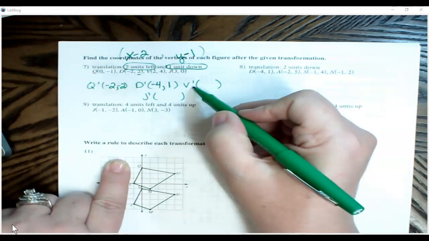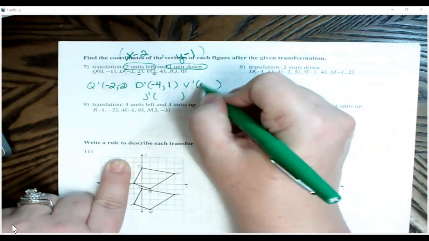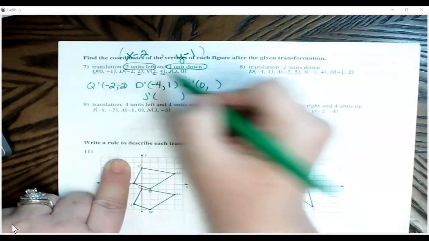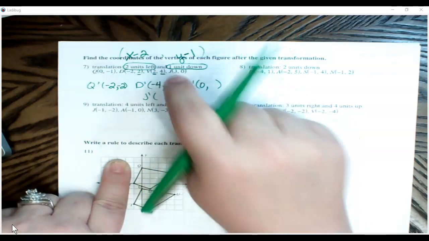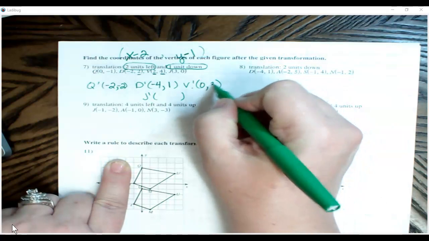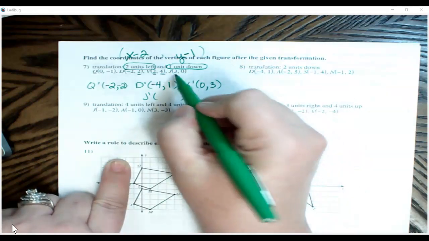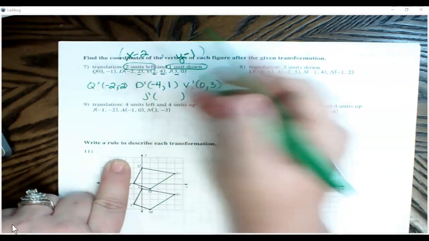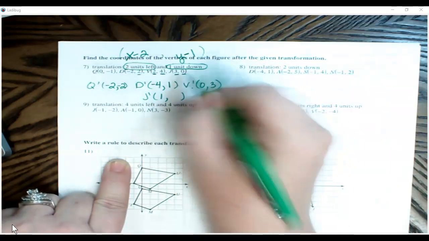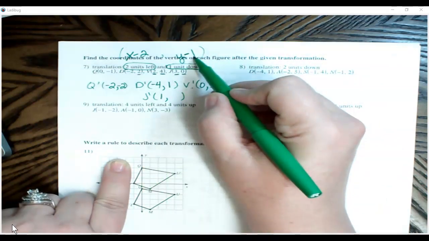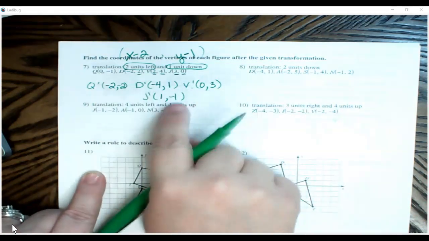V prime, my x value is 2, minus 2 gives me 0. 4, now remember, I got to go over here and use the y rule because the 4 is a y coordinate. 4 minus 1 is 3. There's V prime. J prime, the last one, 3 minus 2 gives me 1. There's my x coordinate. My y coordinate, 0 minus 1, using the y rule, is negative 1.